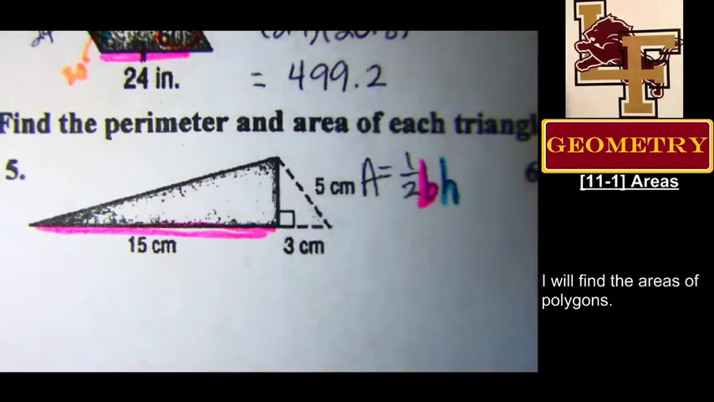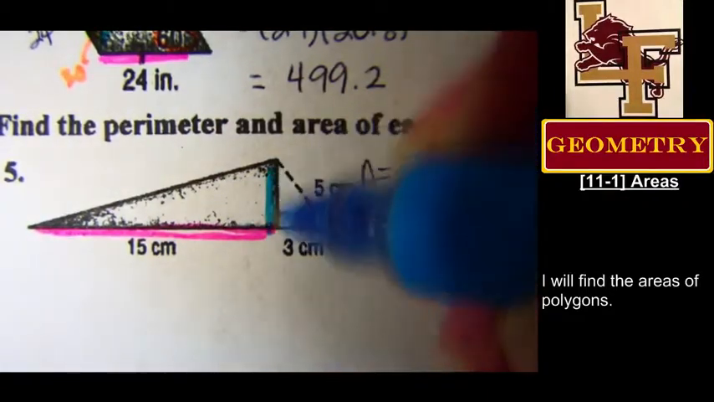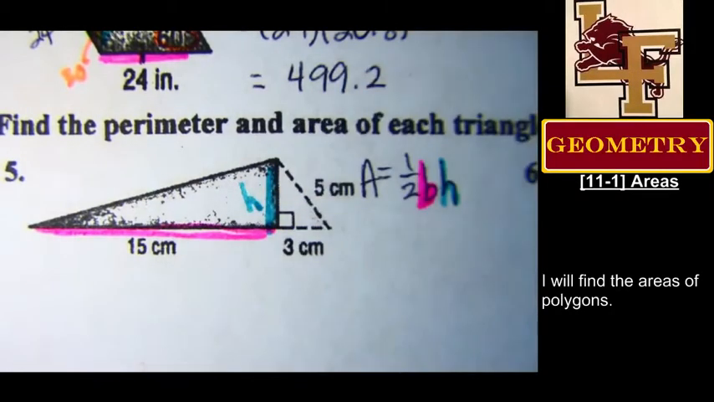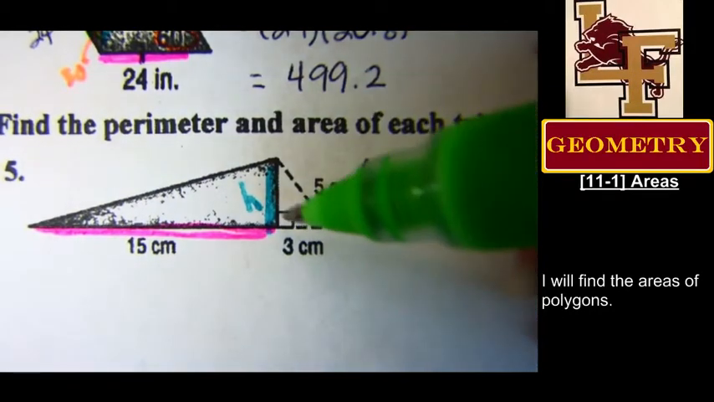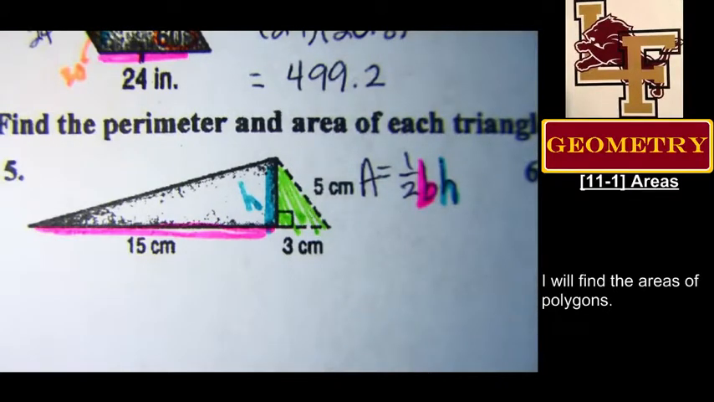What's the height of my triangle? It's this one, right? But I don't know it. I could use the Pythagorean theorem on this little triangle that's hanging out outside in order to find the measure of the height. Or I can super cheat and use the Pythagorean triples that I have memorized and say, this is a 3, 4, 5 right triangle, and so that height is 4. And I didn't have to use the Pythagorean theorem.